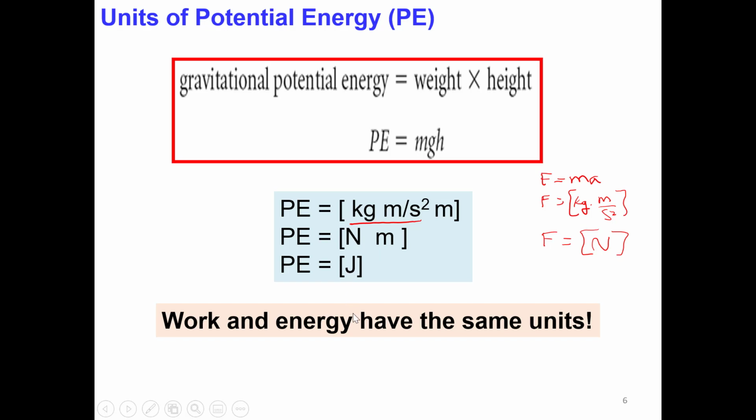Then one thing we can see is that work and energy have the same units. This is why when we are able to do work on something, we are changing the energy level, because work and energy are the same. They have the same kind of units. Yes, we can interchange work with energy.